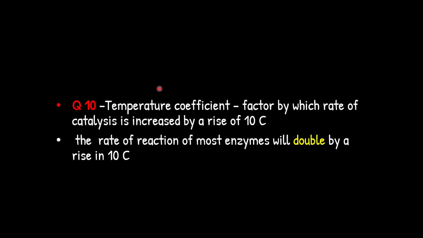Next one is something called the temperature coefficient. That is, if we increase the temperature by 10 degrees Celsius, by what factor does the rate of catalysis increase? Mostly it is 2. That is, the rate of reaction doubles if we increase the temperature by 10 degrees Celsius. It is called the temperature coefficient or Q10.